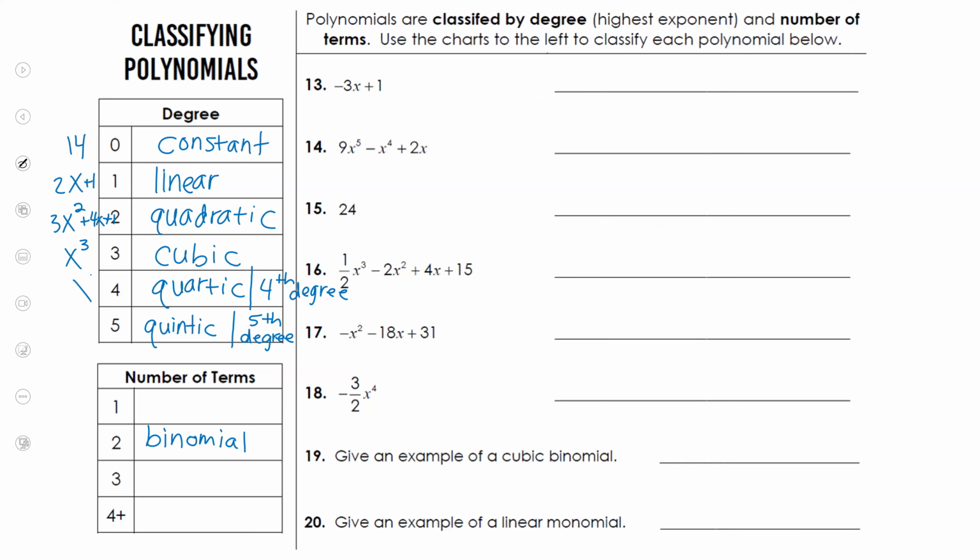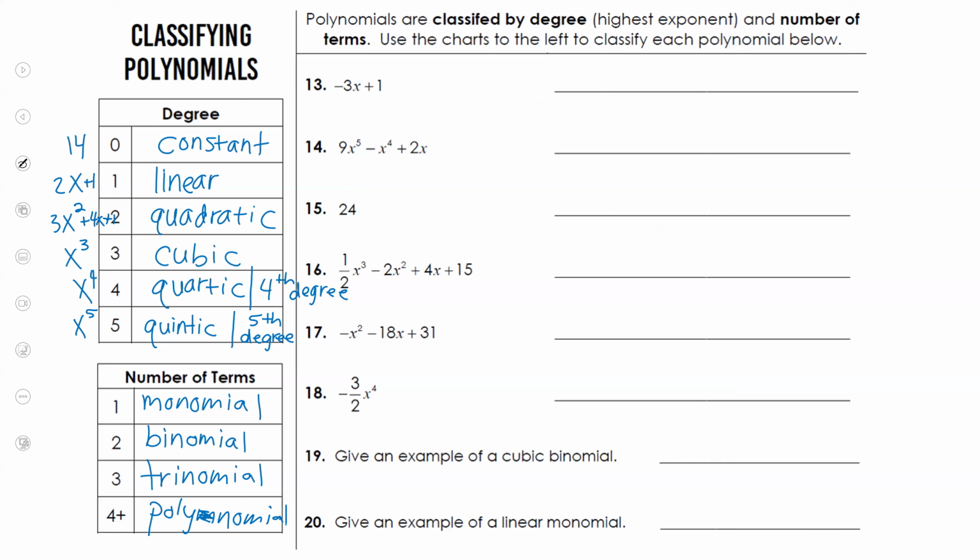So this is fourth degree, fifth degree. Okay, number of terms. If it's just one term, it's a monomial. 2 is binomial, 3 is trinomial. And if it's 4 or more, it's a polynomial. Poly means many. Polynomial.